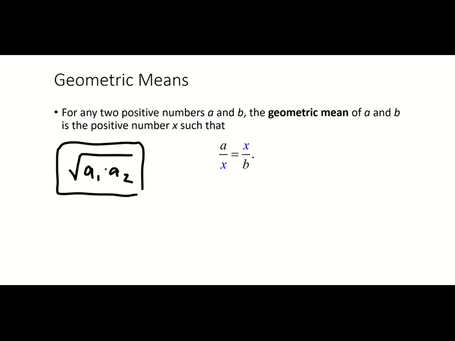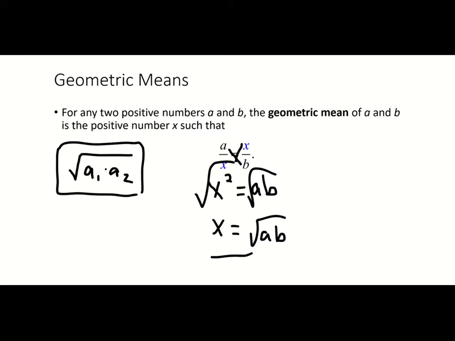Now, another way to look at it is to think of it as a proportion. So the x represents your geometric mean of a and b. If I have a proportion like this, when I go to solve it, x squared is equal to ab, and then to get just x, you take the square root of both sides. So again, it's the square root of the two values multiplied together, which makes this the same as this, except I used a1 and a2 instead of a and b.